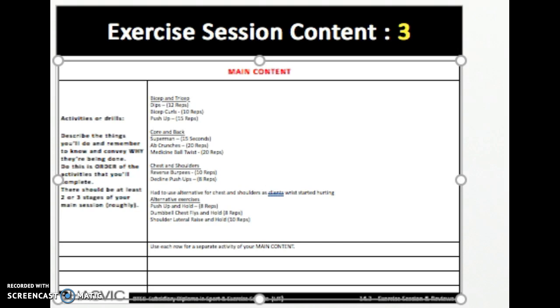An example of this would have been bicep and triceps, dips of 12 reps and then a 15-second break. Bicep curls of 10 reps and then a 15-second break. And push-ups for 15 reps and then a 30-second break. Once each exercise has been repeated 3 times, the client will receive a 45-second break before moving to core and back, where the same will be repeated again.